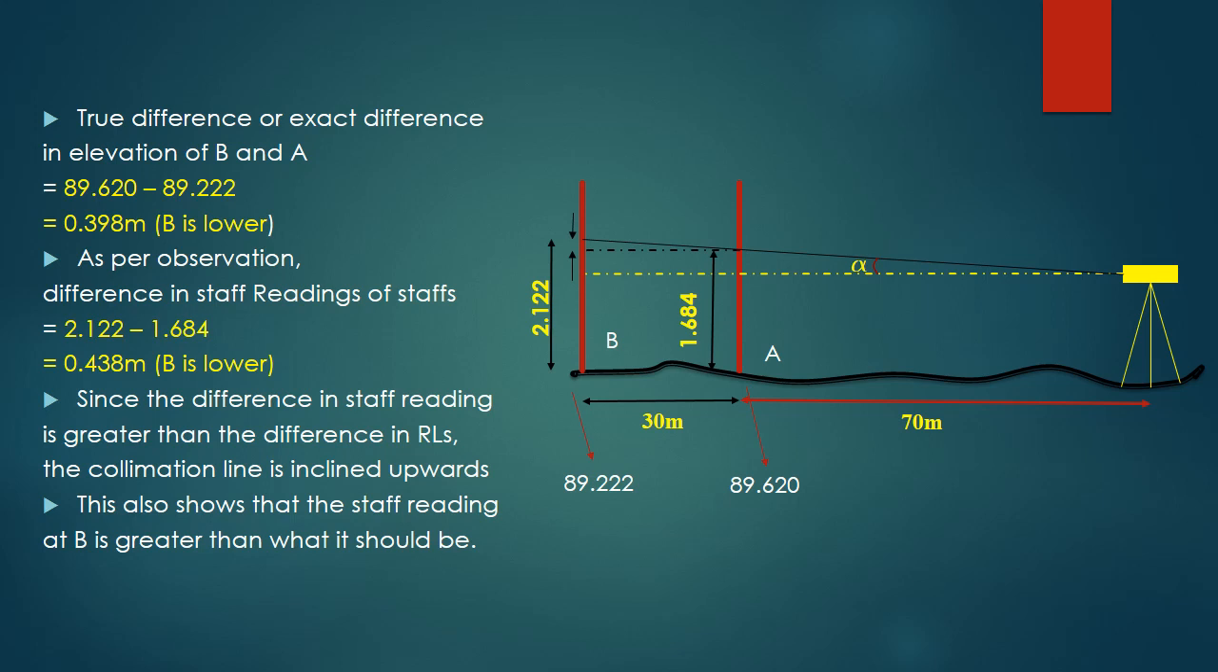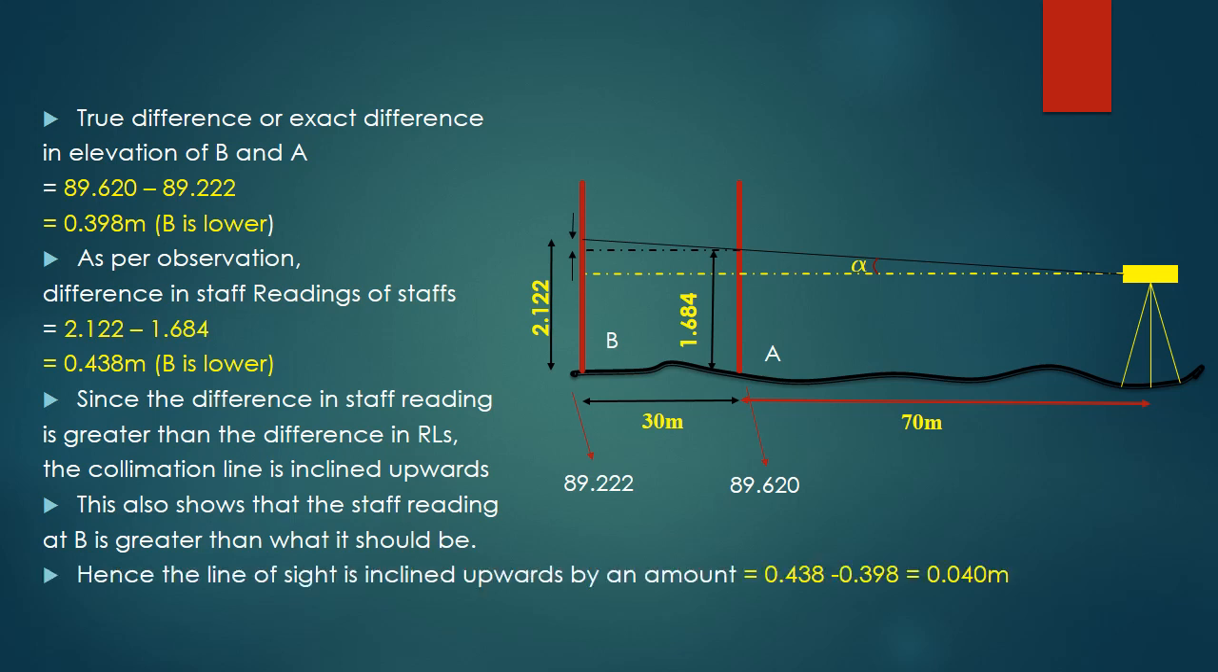This shows that B is a station which is at a lower level compared to A, however it also shows that the staff reading at B is greater than what it should be. So the actual should be something else, but here it is showing a greater value for the staff reading at B.